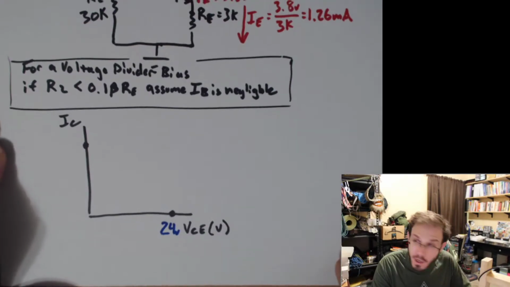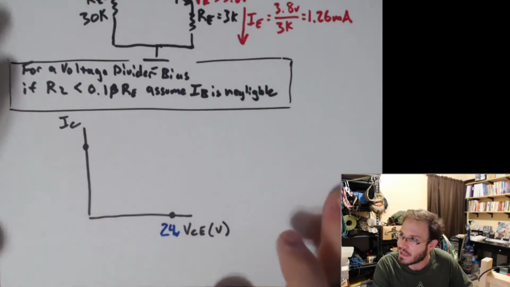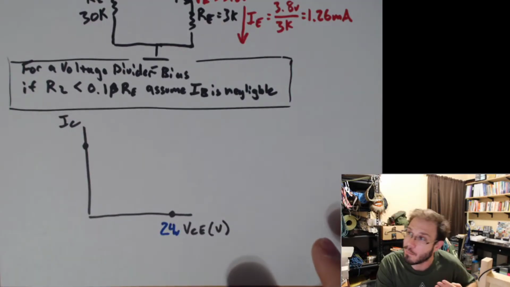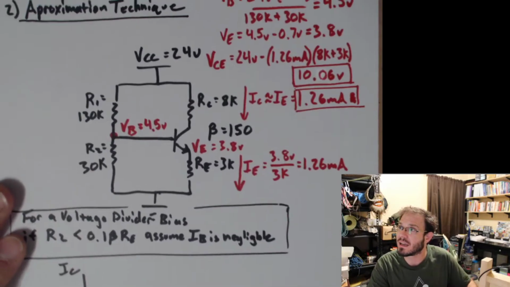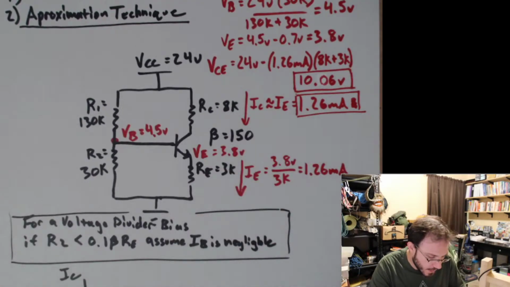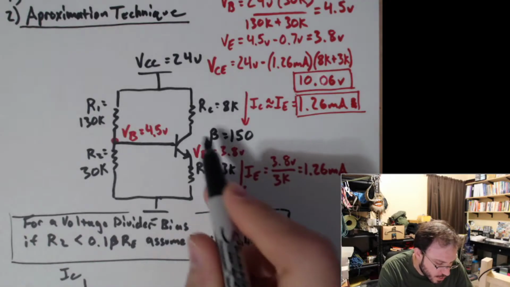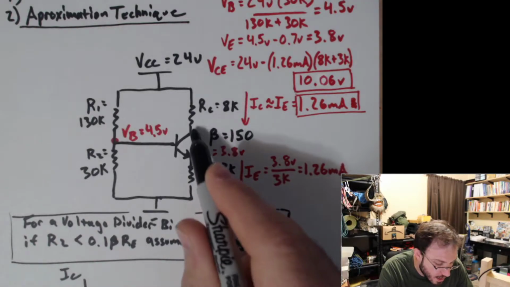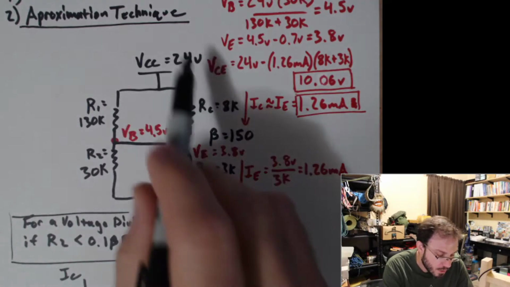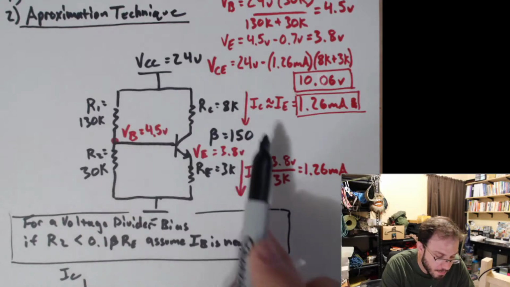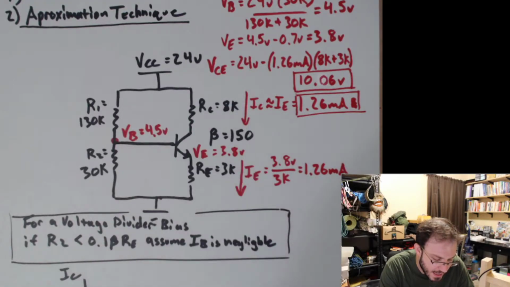And then similarly, we want to know what IC is at saturation, or at the most saturated a transistor could be, completely on, where we have 0 volts between the collector and the emitter. If we assume a 0 volt drop between the collector and the emitter, what's the max current that we could have going through here? Well, it's just going to be 24 volts divided by 8K and 3K. So 24 volts divided by 8 plus 3K.